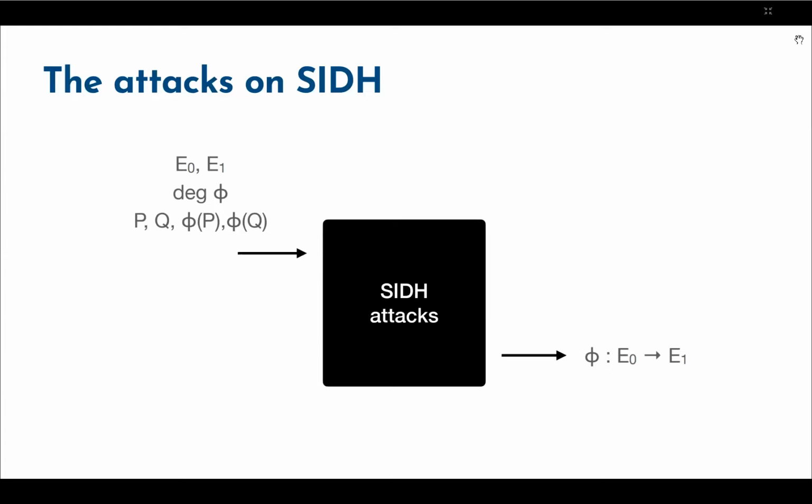This box has some very specific inputs that it asks for, namely, a pair of curves E0 and E1, the degree of an isogeny from E0 to E1, and then two points P and Q on the starting curve E0, and their images under the secret isogeny on E1. And if you can provide all this information, the box spits out the isogeny. And this breaks SIDH because the input is precisely the type of information that we have in an SIDH public key, which means that this box, given a public key, can recover the associated secret.